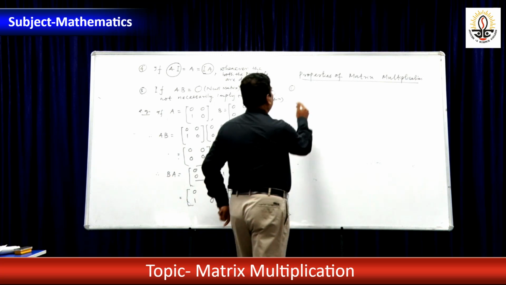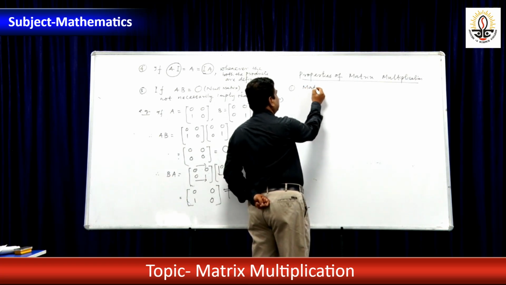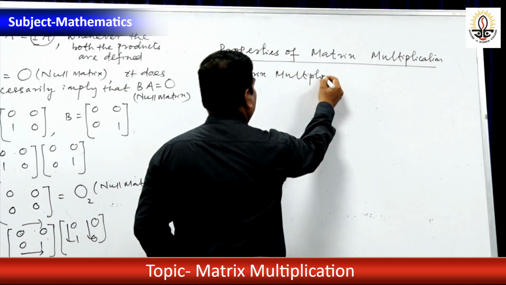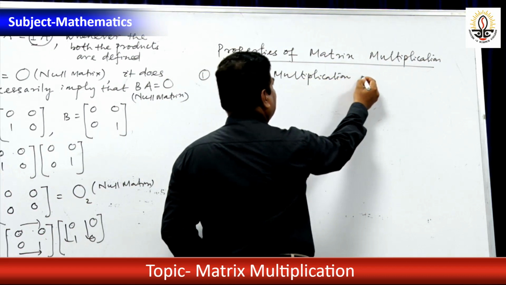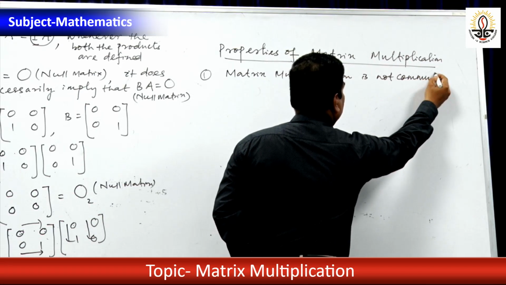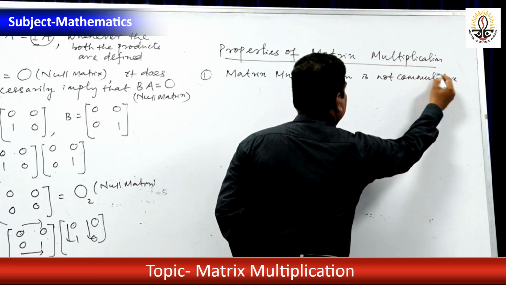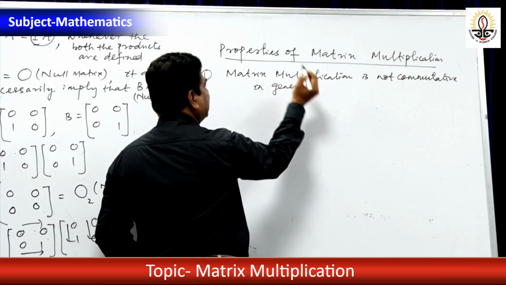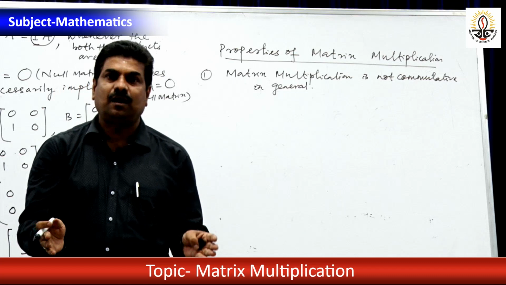Here you see, the first one is matrix multiplication is not commutative in general. In general, matrix multiplication is not commutative, dear.